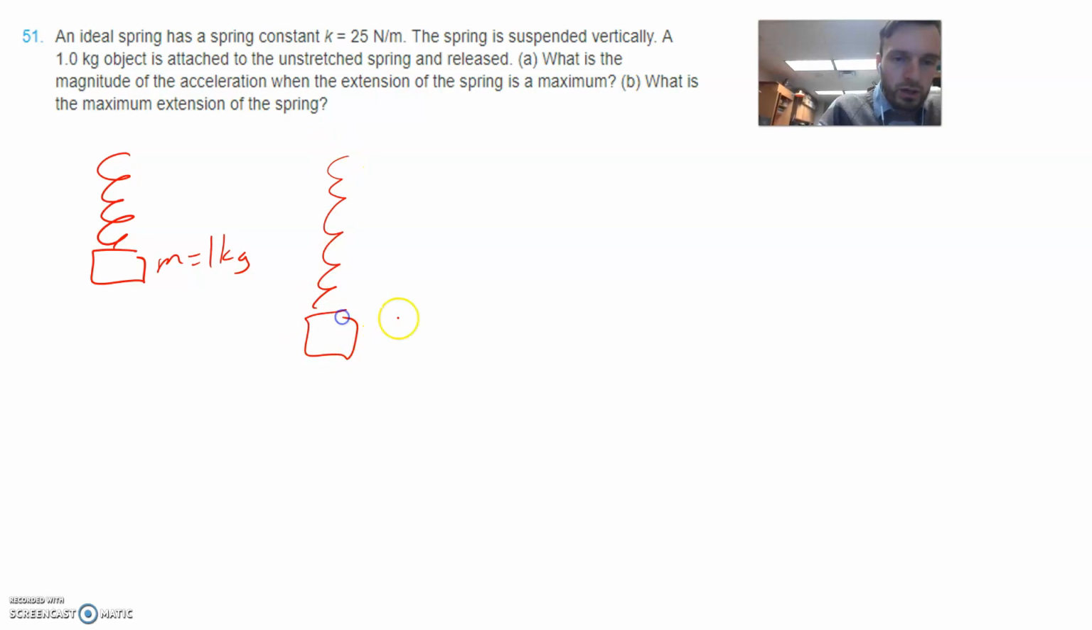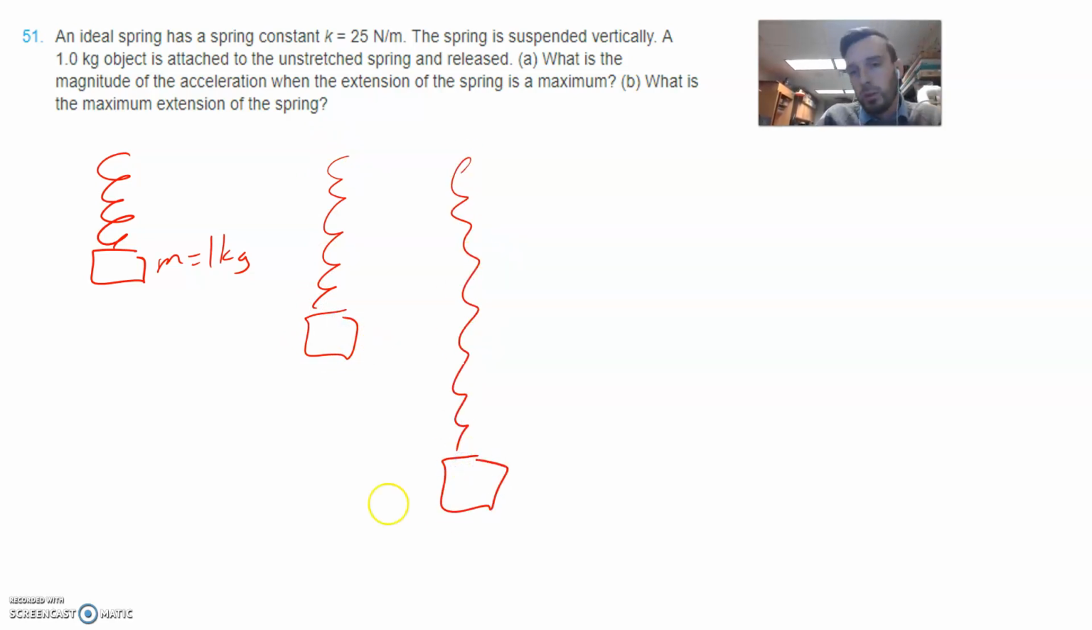There's picture number 1. There's picture number 2, and here's picture number 3. What are these 3 pictures? Up here is when the spring is relaxed, all right? Here is when you drop it and it's moving down, but it hasn't gotten all the way down to its maximum spot yet. And here's where it's gotten all the way down to its maximum spot, all right? So it says, what's the magnitude of acceleration when the extension of the spring is maximum?